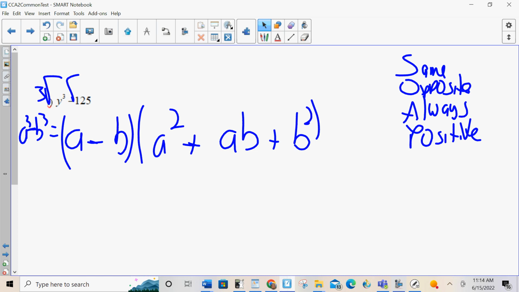Cube root of y cubed. Okay, hold on one second here. Here we go. Still frozen.